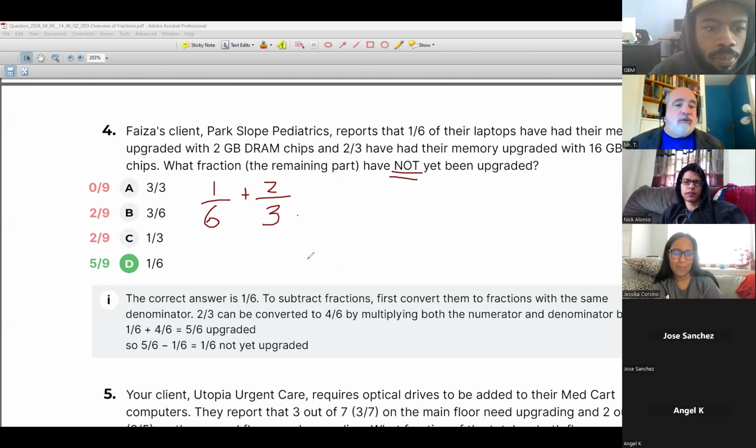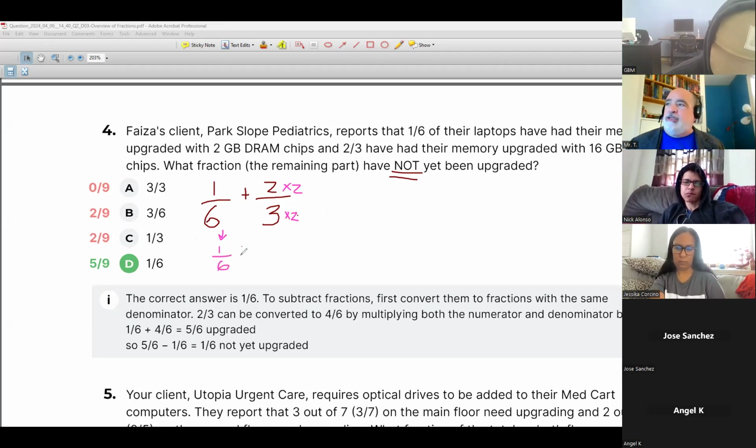You've got to get a common multiple, a common denominator. I can't change the 6 to a 3, so I'm going to change the 3 to a 6. So what you do is you multiply by 2/2. The 1/6 is going to stay the same. The 2/3 becomes 4/6. I can add them together and get 5/6.